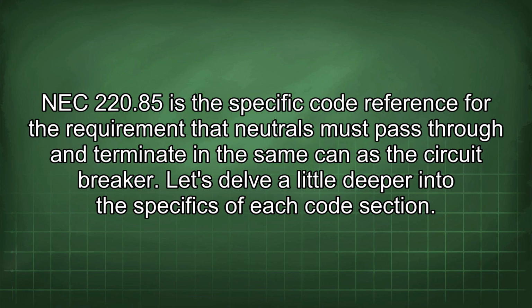NEC 220.85 is a specific code reference for the requirement that neutrals must pass through and terminate in the same can as the circuit breaker. Let's delve a little deeper into the specifics of each code section.